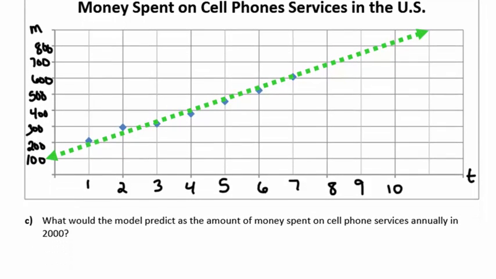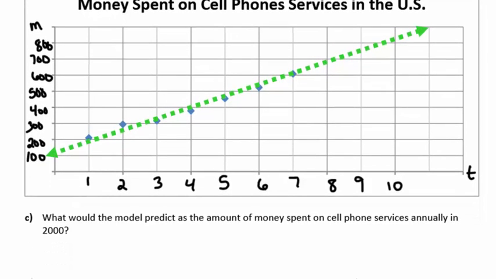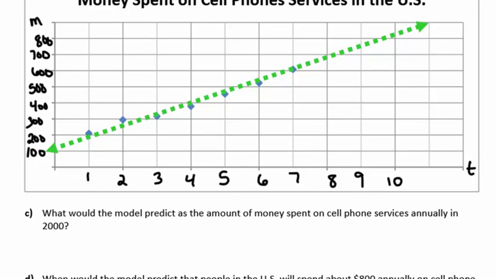Alright, Part C. What would the model predict as the amount of money spent on cell services in 2000? Since t is years since 2000, what we're going to be looking at for 2000 would be a t value of 0. So a t value of 0 looks like it's going to correspond to about 100. Now, my line is probably crossing right here a little bit above 100. It's hard to say how much above 100, perhaps 110. See, the difference between 100 and 200 is such a short distance that it's very difficult to tell, so I'm going to estimate 110.